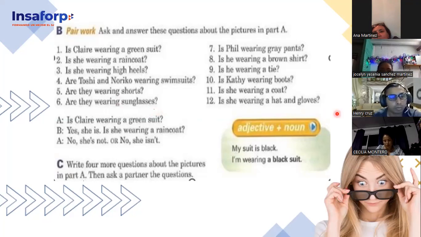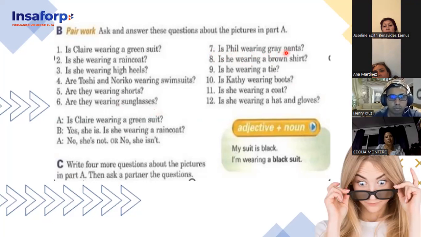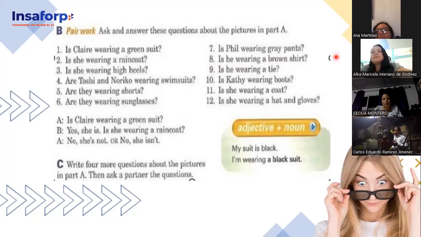Jocelyn Yesenia Sanchez. Hello, Jocelyn. The number seven is for you. Is Phil wearing gray pants? Yes, he is. Wearing gray pants. Okay, thank you. Henry, hello. We are with you with the number eight. Is he wearing a brown shirt? Yes, he is wearing a brown shirt. Okay, thank you. Cecilia Montero.